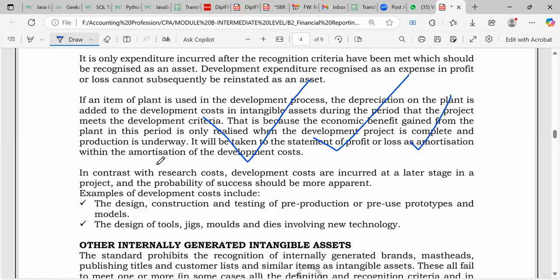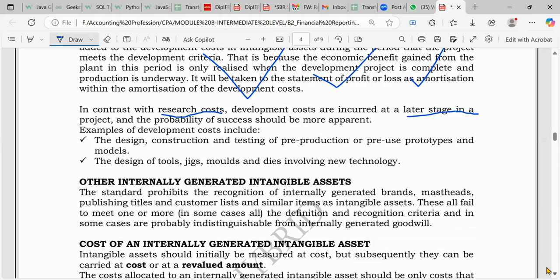And so going on further, we say, in contrast with the research costs, development costs are incurred at a later stage. I think that's why I told you research costs should always be expensed because it is a very early stage, but development costs are incurred at a later stage, and that's why part of them may be capitalized, but part of them may still go to the income statement, right? Maybe you could look at this wording to know how you can a bit distinguish.